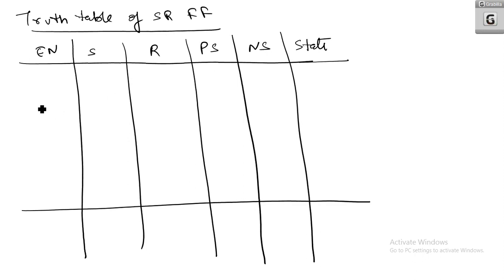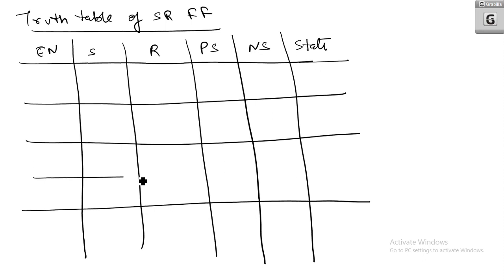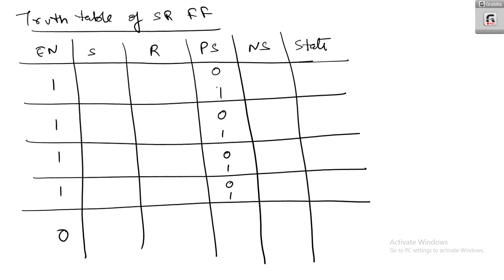So present state I am having for cases 1, 2, 3. So it is 0, 0, 1, 0, 1, 0, 1, 0, 1. So enable here it is 1, 1, 1, 1, and the last state it is 0.